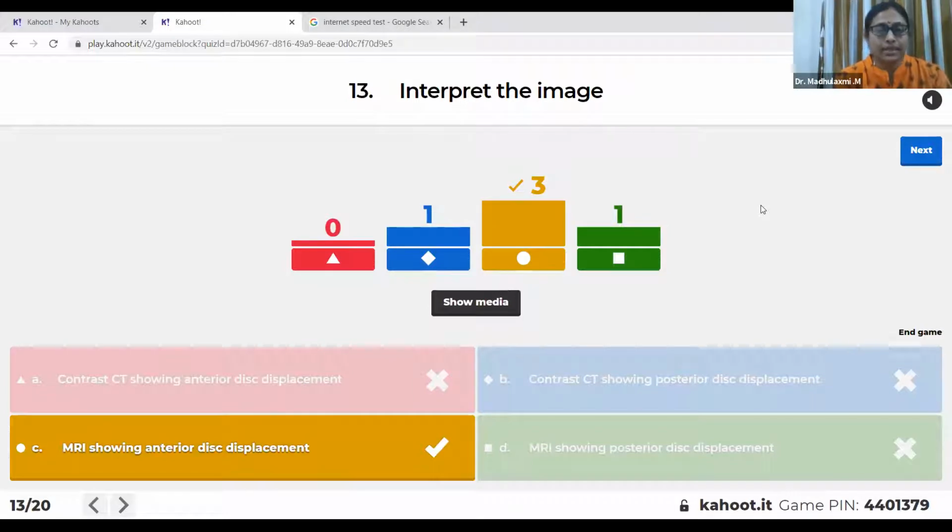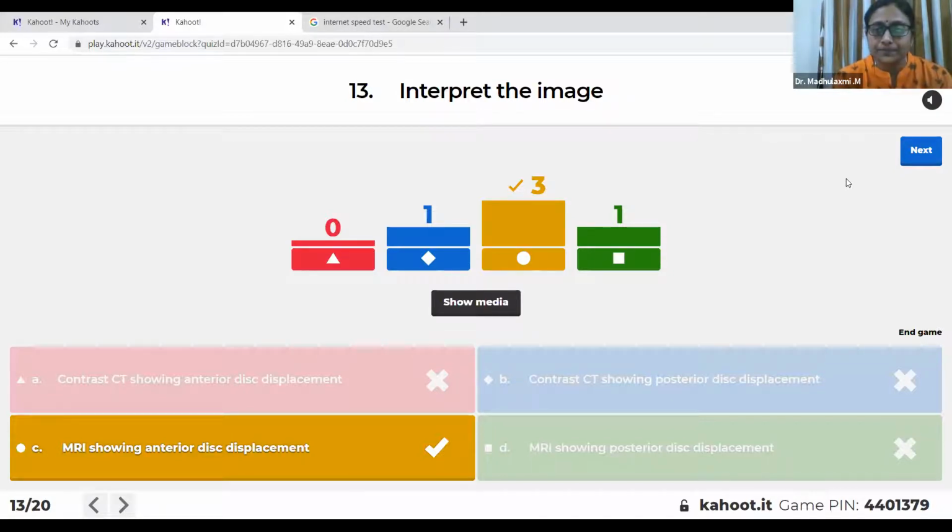3 of you got it right. It's an MRI showing anterior disc displacement, and I mentioned to you it's in the closed mouth position. Very good. MRI is the best radiograph for seeing the TMJ, especially in cases of internal derangements. And what you saw there was an anterior disc displacement in a closed mouth position. If the same MRI had been taken in an open mouth position, then the disc would have moved even more in an upward and anterior position.